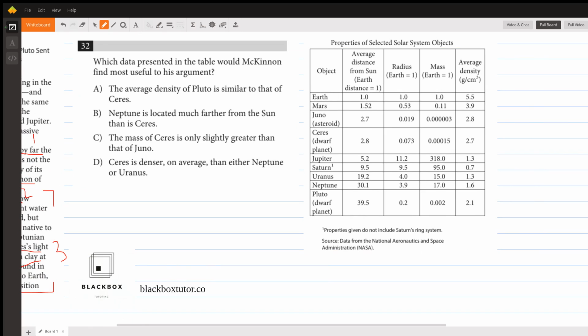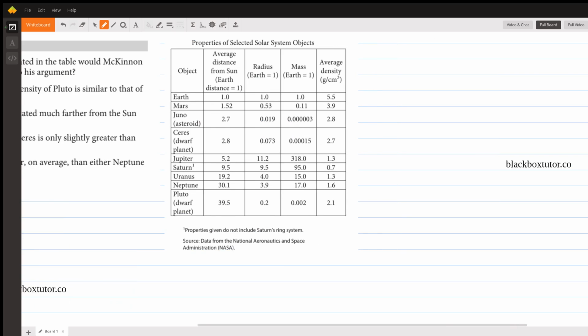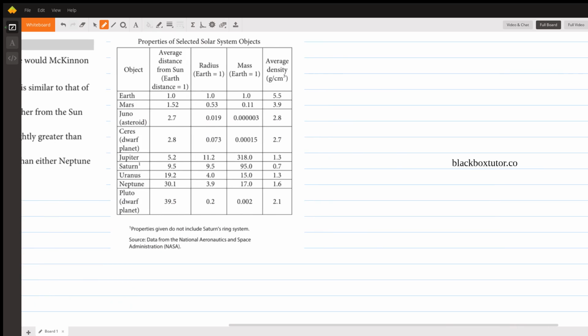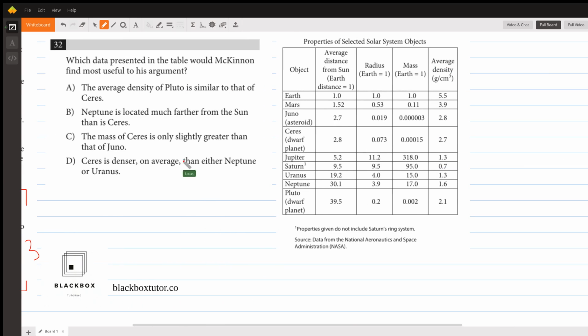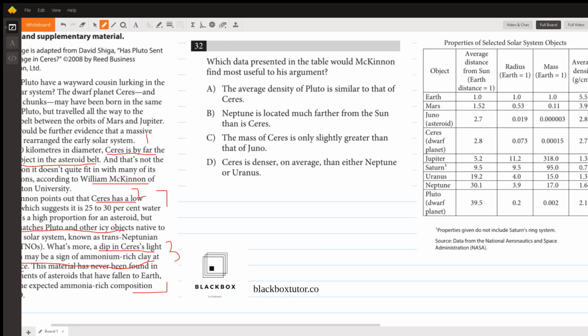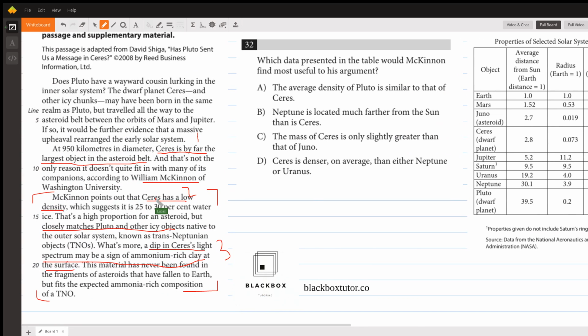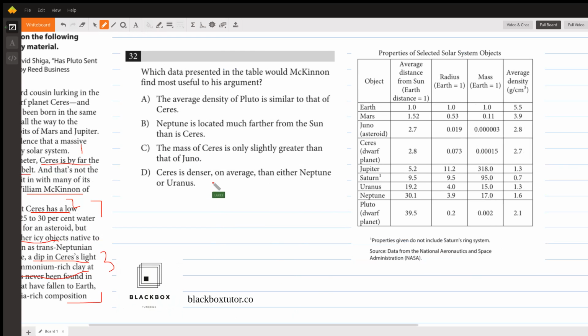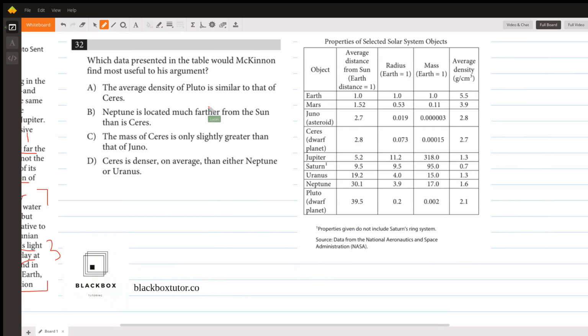What we're going to do is look for an answer choice that hits one of those three aspects of his argument. So let's go through them. Here's the table as well, which we actually don't need for this question, but you can look at it here. A says the average density of Pluto is similar to that of Ceres. This relates to the second point we noted, which is that McKinnon points out that Ceres has a low density and then compares it to Pluto and other icy objects. So this answer choice actually looks pretty good, and we should keep it.